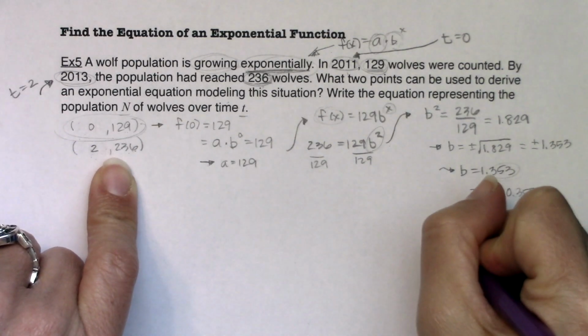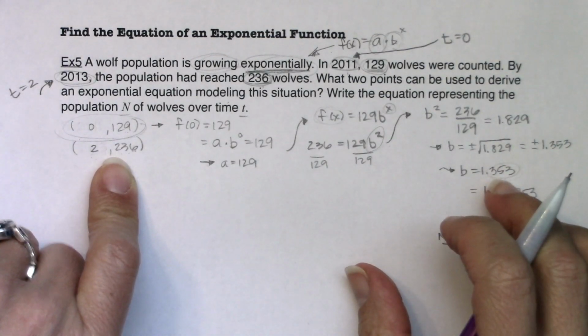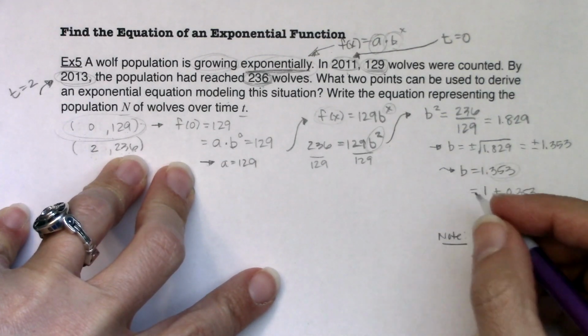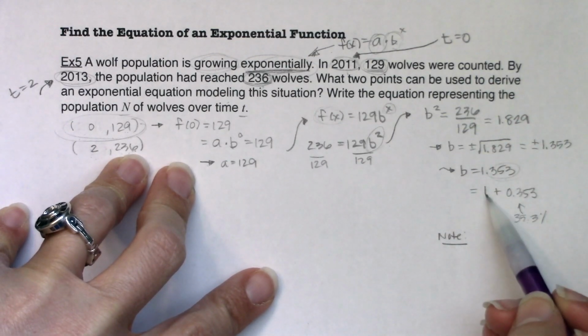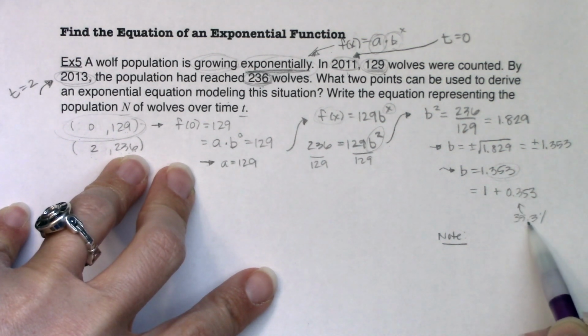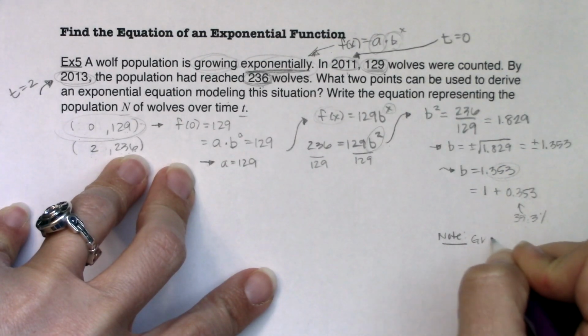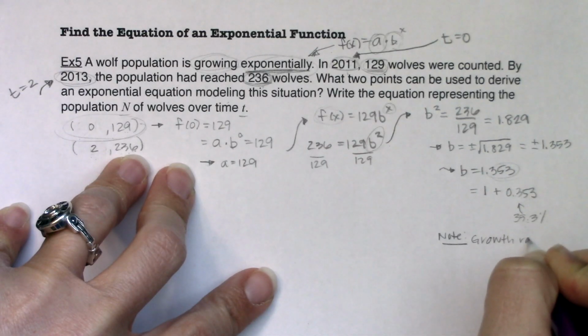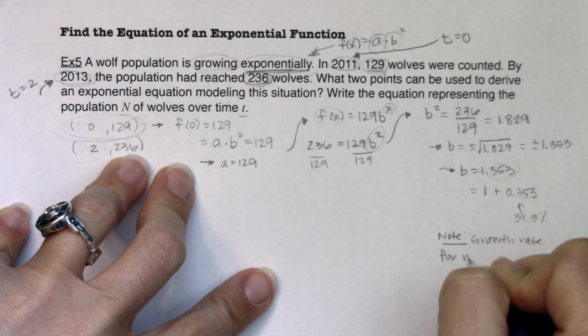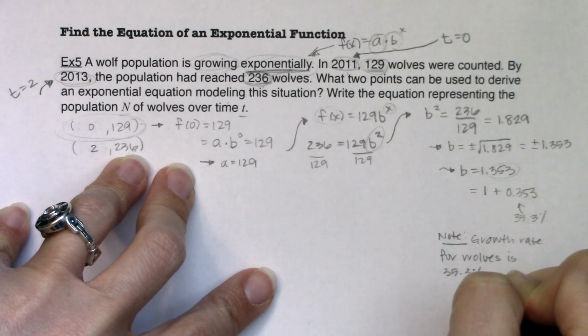So let me just take a little note here. It's not vital for getting the answer, but I want us to break down exponential growth. If your b was 1, that's static. You're neither growing nor decaying. But because b is actually greater than 1 by 0.353, which as a percentage is 35%, the growth rate for wolves is 35.3% per year.